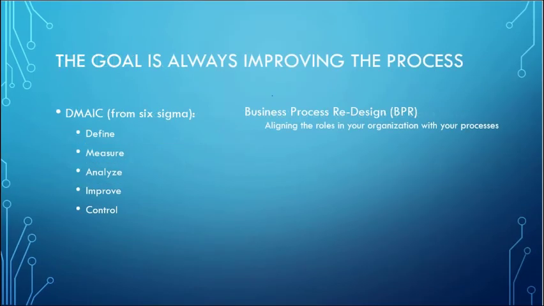So statistical process control is always focused on improving the process. And it fits within a couple of different frameworks for how to improve the process. The first comes from the Six Sigma community, and it's called DMAIC. And that stands for Define, Measure, Analyze, Improve, Control. And we'll talk about each one of those steps.